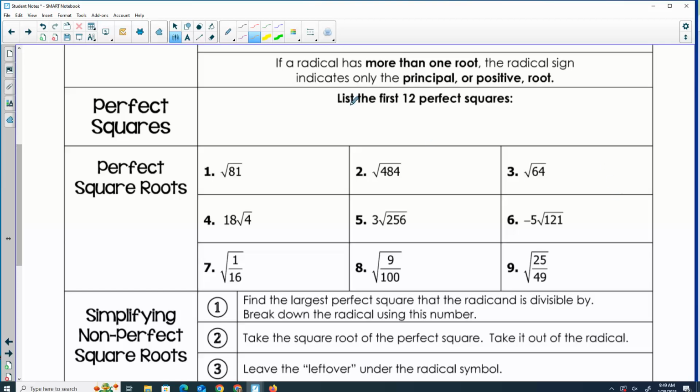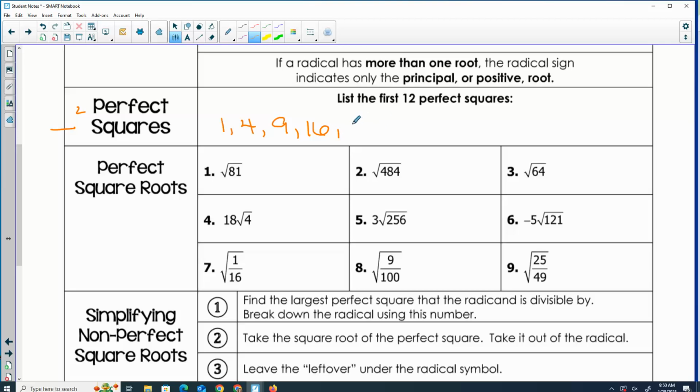So it's helpful if you know what I'm talking about when I say a perfect square. A square is something to the second power. 1 to the second power is 1. 2 to the second power is 4. What is 3 squared? What's 3 to the second? We're looking at perfect squares, so something to the second power. 9.